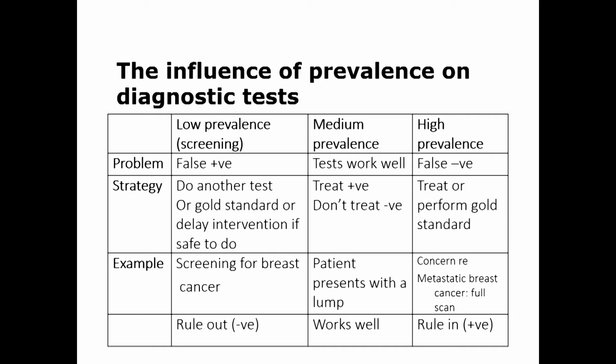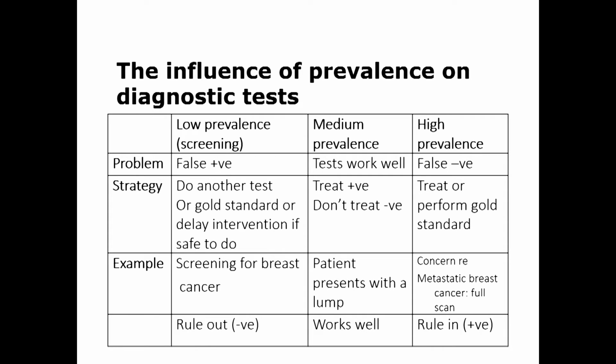So the strategy in a low prevalence setting is to do another test or gold standard or delay intervention until safe to do so. In the medium range, we would test the patient, we'd treat the positives and not treat the negatives. And in the high prevalence setting, we would either start treatment straight away. We could have started diuretics on that lady and stopped the hospital admission and sorted out the situation later. Or we could have performed a gold standard, which would have been an echo in that lady's situation, but echoes are hard to get acutely.